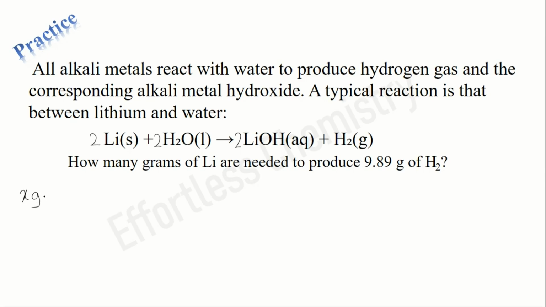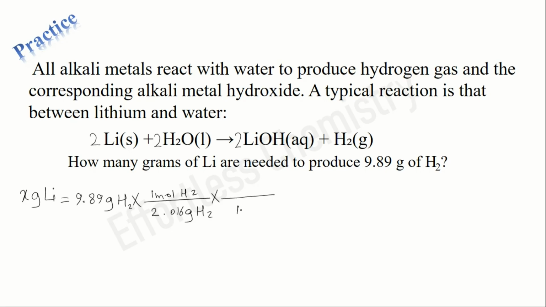We need to find the grams of lithium while we have the grams of hydrogen. And we know that 1 mole of hydrogen has a molar mass of 2.016 grams of hydrogen. At this part, as you can remember, we have converted grams to moles, and then in this part we want to use the stoichiometric ratios, the balanced ratios that we can get from the equation.